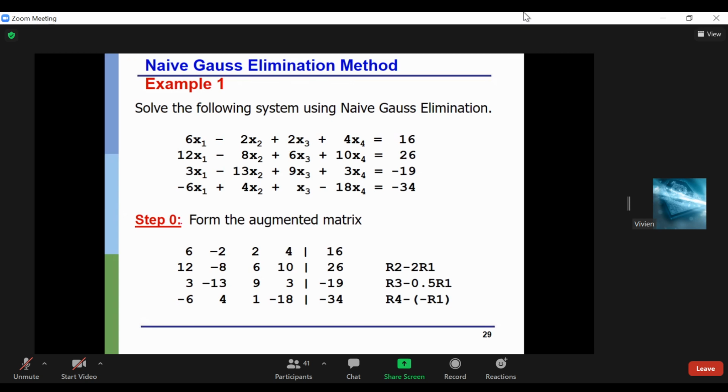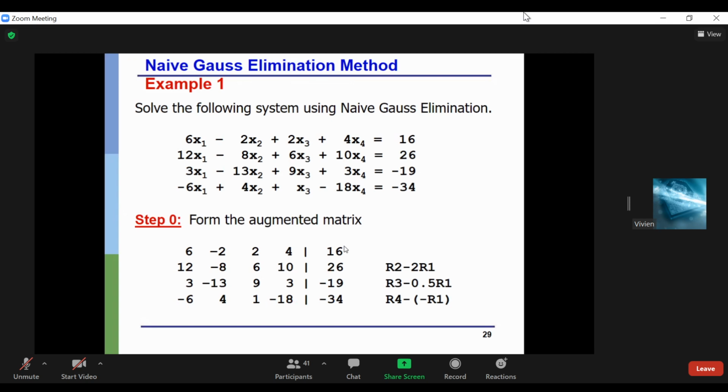And then we want to write down the second row, which is taken from the second equation, so that will be 12, minus 8, 6, and 10. And the right hand side is 26. And the third row, again, the same one. We write down 3, minus 13, 9, 3, and minus 19. And the last row is minus 6, 4, 1, minus 18, and minus 34.